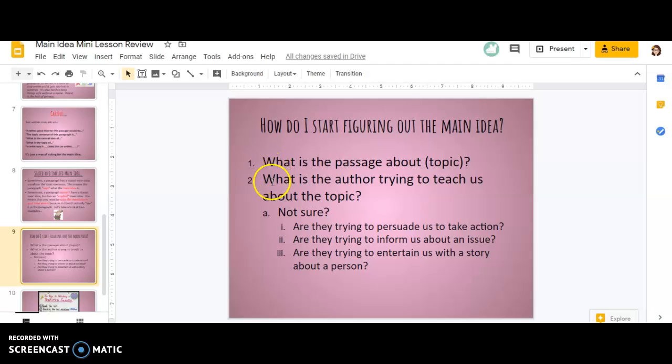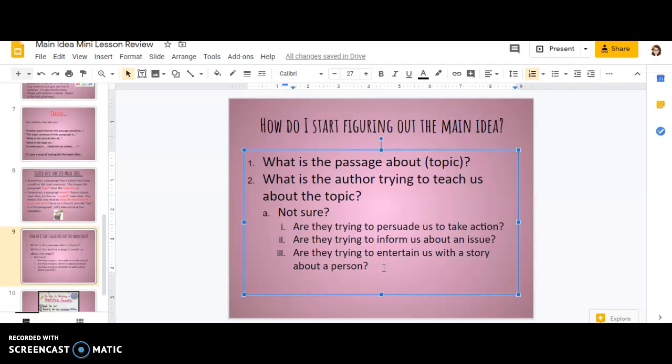Number 2, what is the author trying to teach me about that topic? What are they trying to do? If I'm not sure, I go a little bit deeper. Are they trying to persuade me? Are they trying to inform me about an issue? Or are they trying to maybe entertain me with a story about someone's life? And if they are trying to entertain me, what is the lesson I can learn from that person?